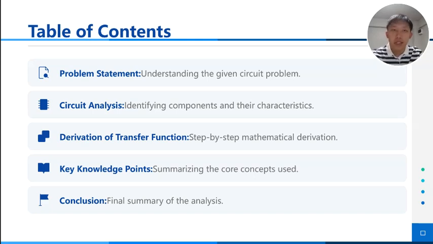The presentation will follow this structure. First, I will state the problem clearly, then analyze the circuit components, derive the transfer function step by step, summarize the key knowledge points, and finally conclude with a summary.